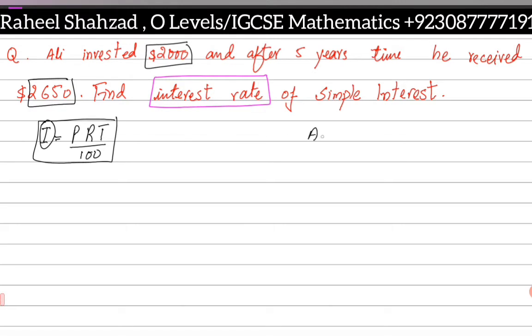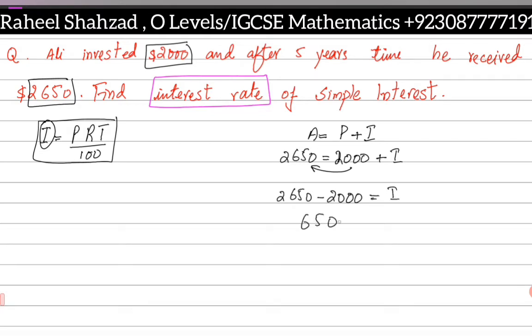We know that amount is always equal to principal plus interest, and the amount is 2650, which is what you have after 5 years. That is equal to the principal, 2000, plus interest, right? We can take it to the other side: 2650 minus 2000 is equal to interest. $650 will be the amount of interest they have. Now let's put these values here. So 650 is equal to 2000 into interest rate into 5 years divided by 100. Got it?